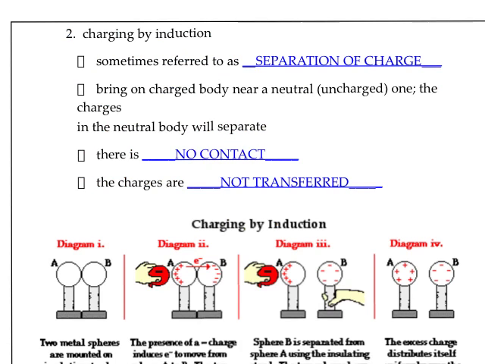Our other option is called charging by induction, and sometimes you might see that referred to as the separation of charge. For charging by induction, we take an object that is charged and we bring it near something that's neutral or uncharged. And the charges in the neutral body are going to separate out. There's no contact. This is going to be the thing that distinguishes the induction from conduction. There's no contact, and the charges are not transferred. They're simply moved around within the object.